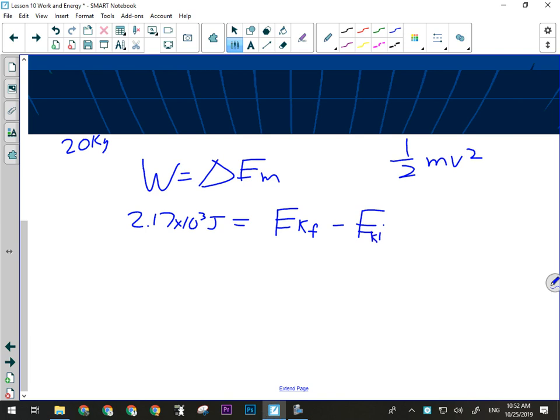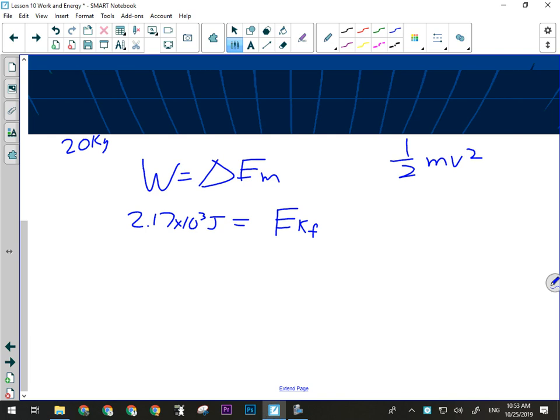Okay, since I started from rest, how much kinetic energy did I have initially? 0. So I can simplify. All right, so this is my work, and it equals the change in energy, which happens to be my final kinetic energy because I didn't have any to start with. Everybody following my logic there?